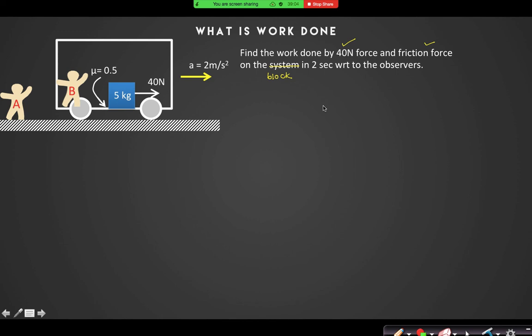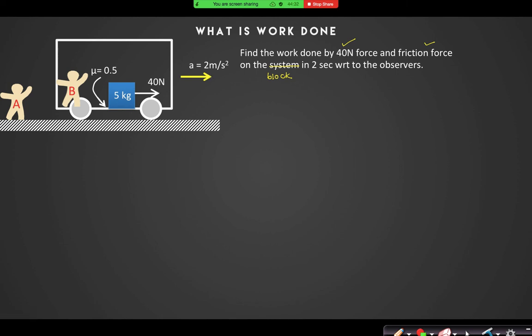You can see now there are two observers, observer A and observer B. B is inside the car and A is outside the car. The car is moving with 2 meter per second speed. So the work done by these two forces with respect to A and with respect to B, you need to calculate four answers.